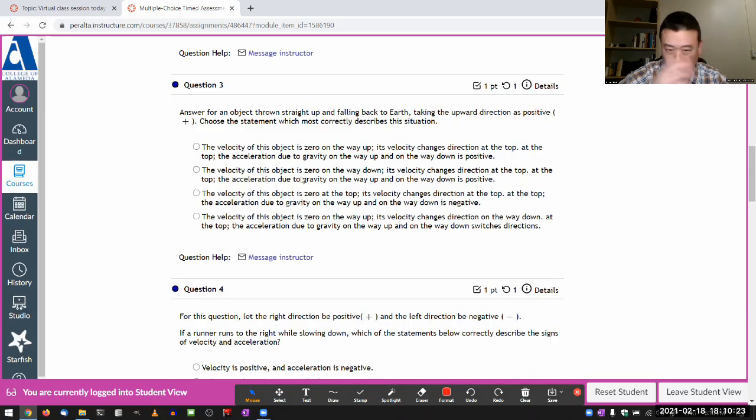Velocity is zero on the way down. It's negative. Velocity of this object is zero at the top. Its velocity changes direction at the top. At the top, the acceleration due to gravity at the top.